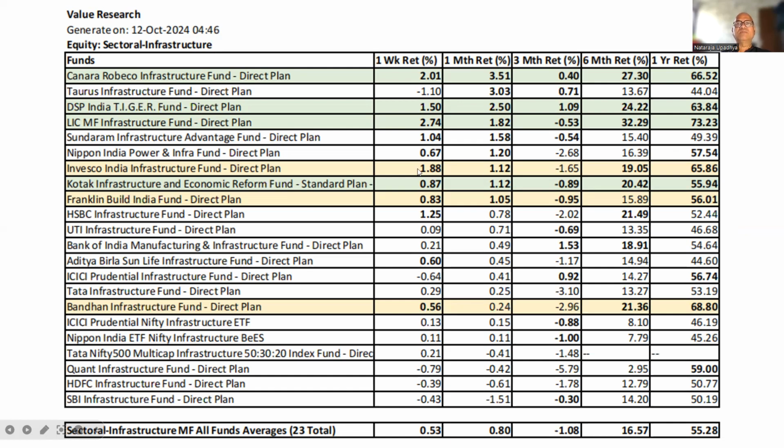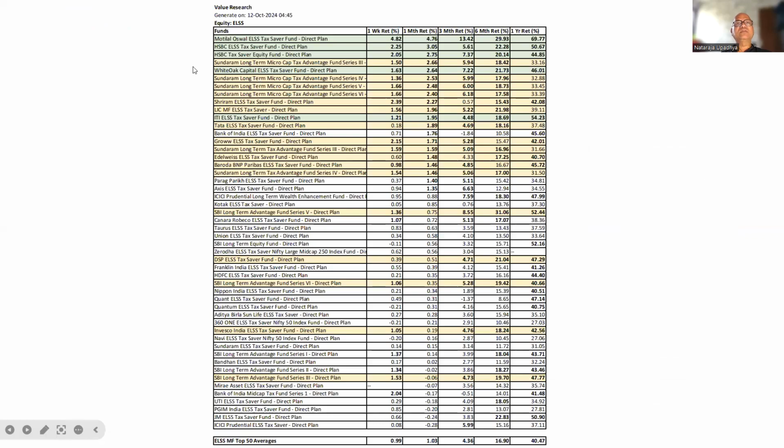So none among the amber are above 2% weekly return. So we are moving to the next one, ELSS funds. ELSS funds have become a bit attractive. There are more than 50, so I have taken only the top 50. 0.99 for the week, 1.03 for the month. Everything is average here, 40.47 for the annual. It's very impressive for an ELSS fund, but overall equity funds is an average for funds.